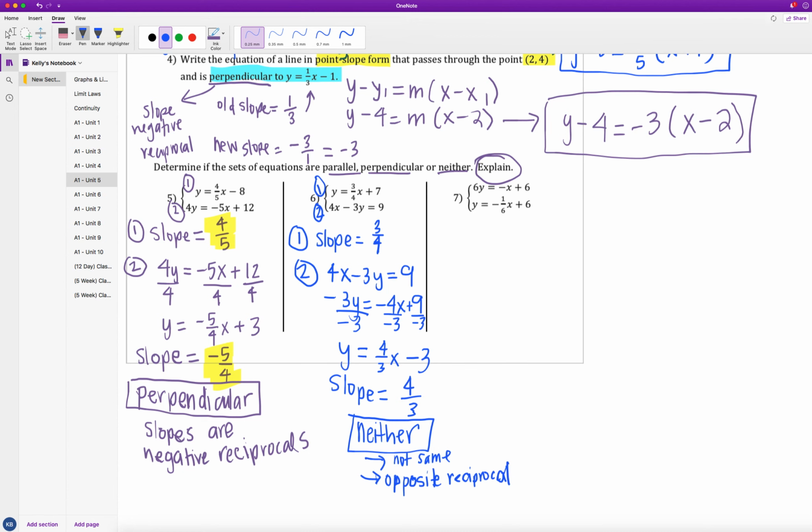So in this case, although they are reciprocals of one another, they are not opposite signs, so we cannot say that they're perpendicular. In this case, they are neither.